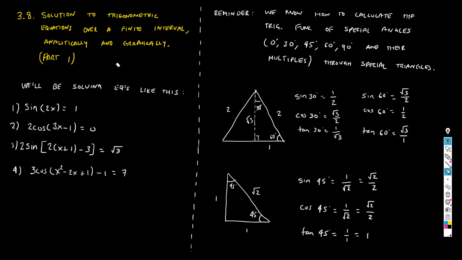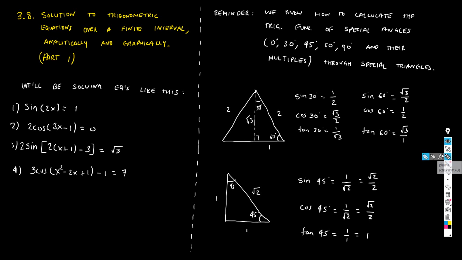Okay, so the first part is completely about the analytical way to solve trigonometric equations. We will be solving equations that look like this. Take a look at this. Sine of 2x equals 1, 2 times the cosine of 3x minus 1 being equal to 0. Just take a look at the type of equations that we're going to be solving in this subtopic. All right. So by the end of this subtopic, you should be able to do this and many more.